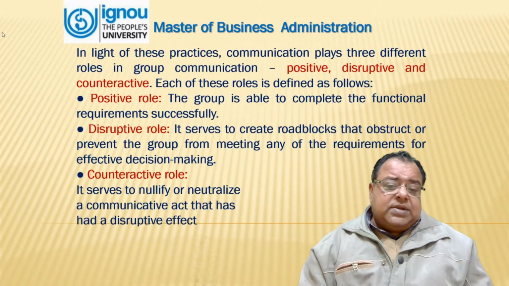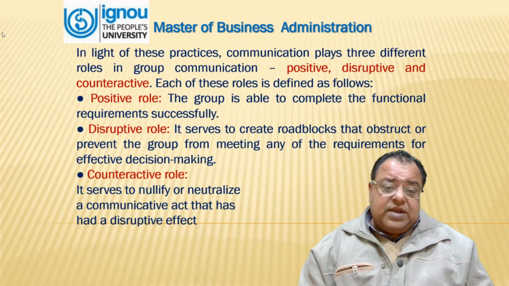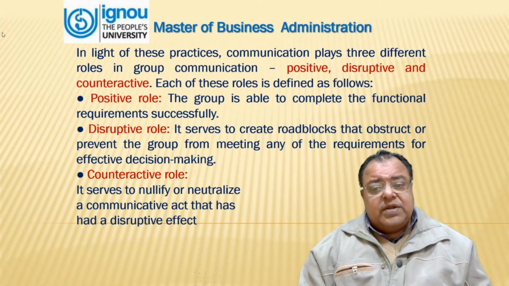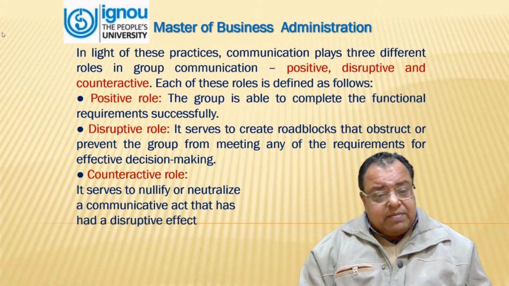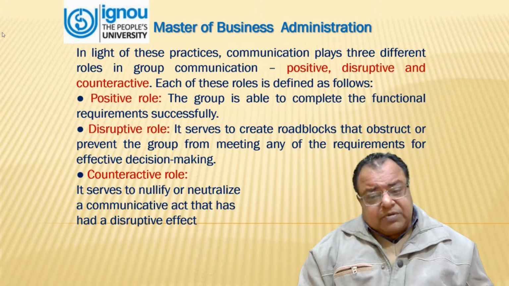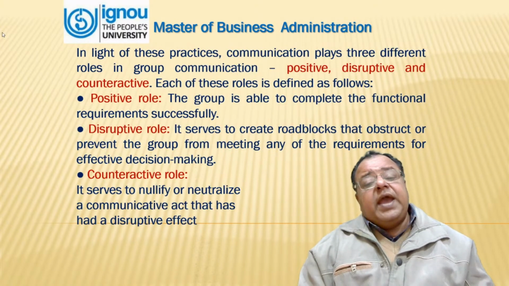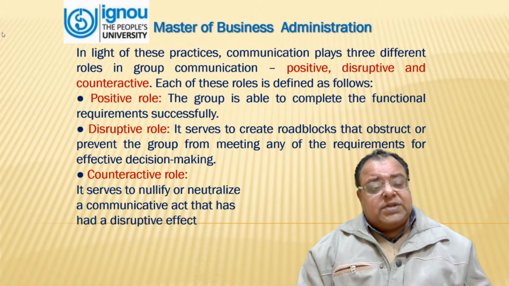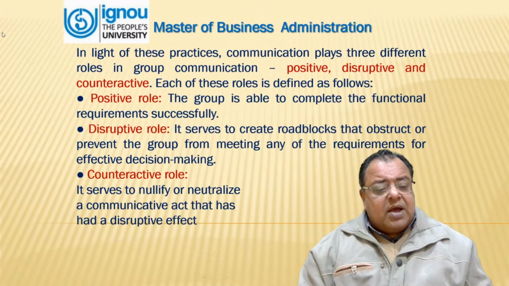In light of these practices, communication plays three different roles in group communication: positive, disruptive, and counteractive. Each of these roles is defined as: positive role is when the group is able to complete the functional requirements successfully. Disruptive role serves to create roadblocks that obstruct or prevent the group from meeting any of the requirements for effective decision making. The third one is counteractive role. It serves to nullify or neutralize a communicative act that has a disruptive effect.